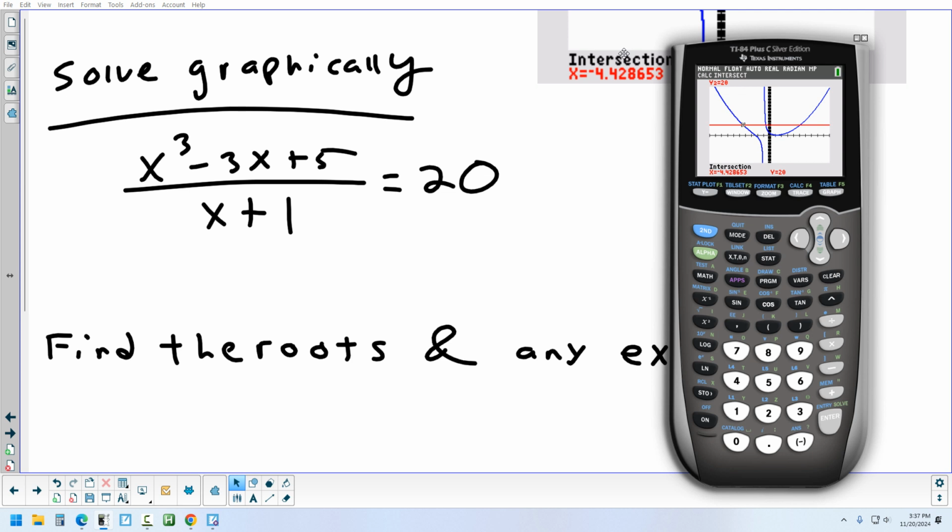And we get that as our first intersect, -4.43. And now we've got to do the same thing 2 more times, but move your cursor now closer to that other intersection point.